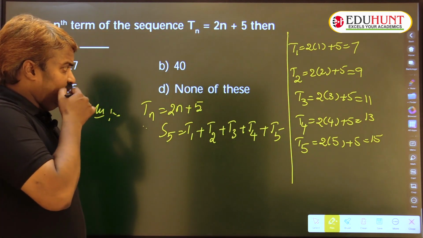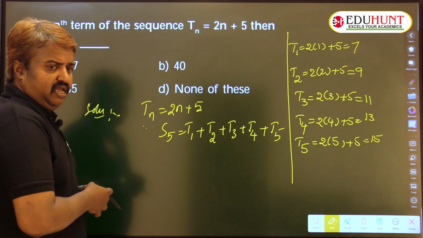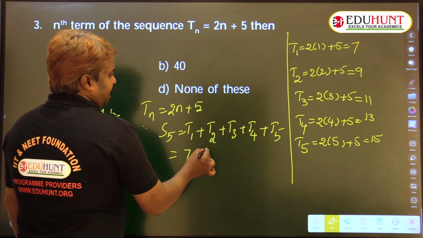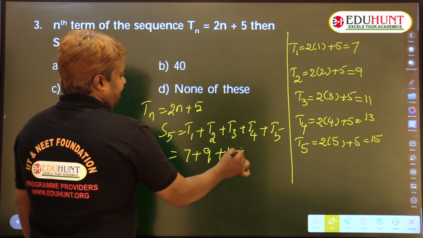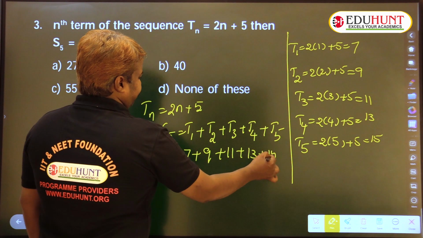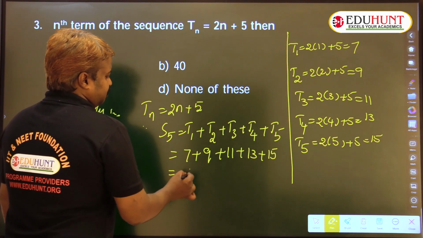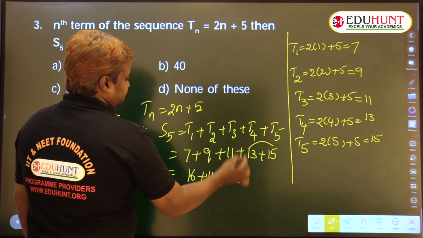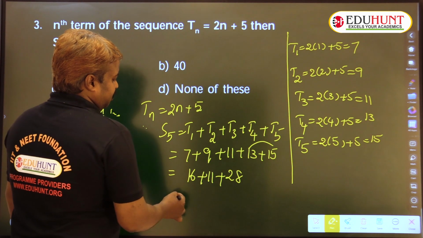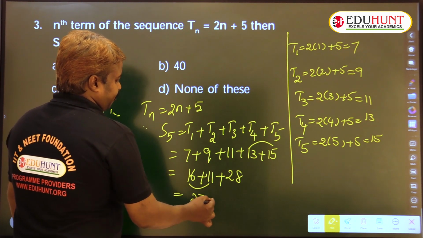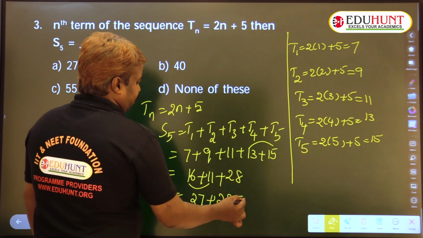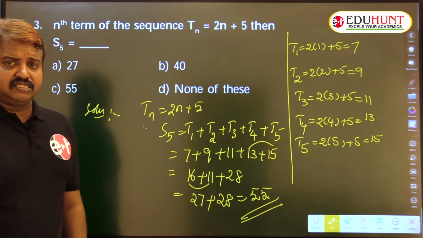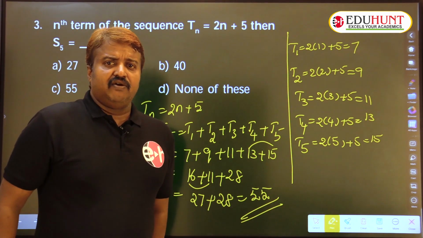Now the sum of all those values, S5, is 7 plus 9 plus 11 plus 13 plus 15. The total here is 16 plus 11 plus 28, which is the sum. Then the sum is 27 plus 28. 27 plus 28 is 55.